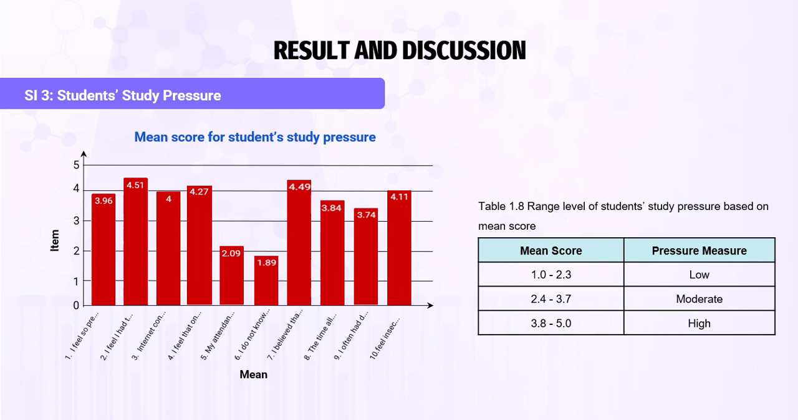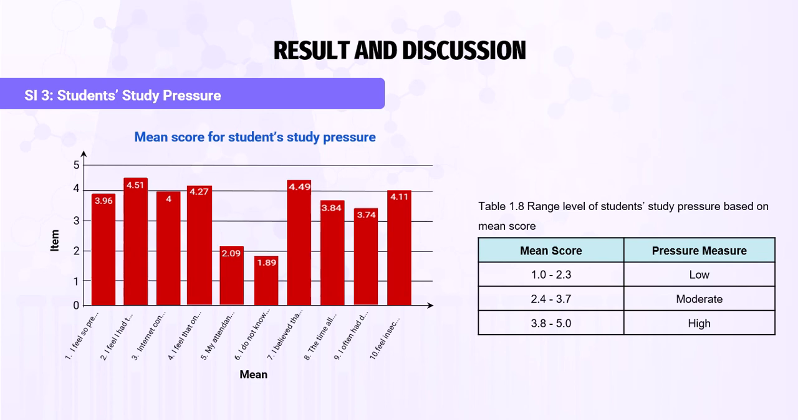Next, the second item is the highest, with a mean score of 4.51, which indicates high study pressure among the students. This is because they feel too much pressure from their study and assignments. Thirdly, the mean score is 4.0, which indicates high pressure. This is because the students have problems with internet connection during online learning. Most of the respondents vote strongly agree for item number 4. The mean score is 4.27, which measures high study pressure, for the question whether students feel that online learning limits their time for leisure activities.